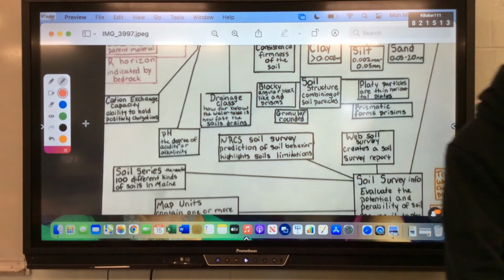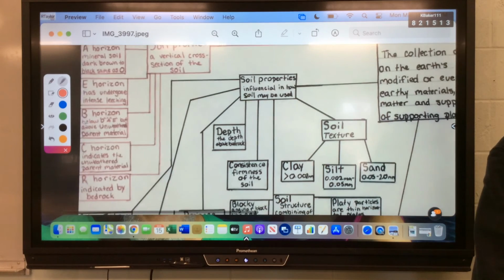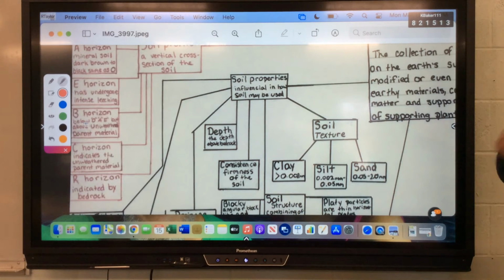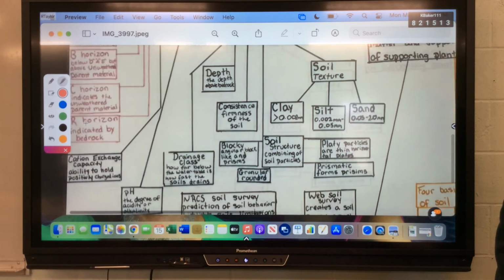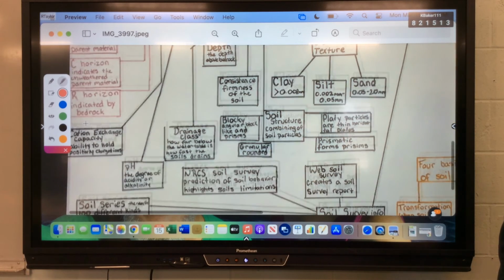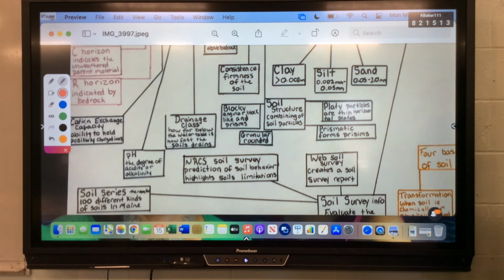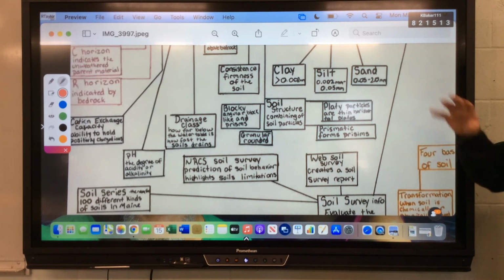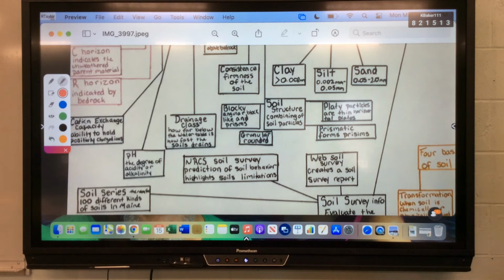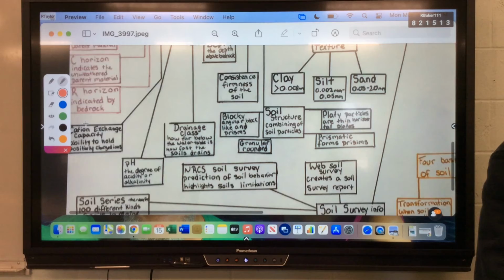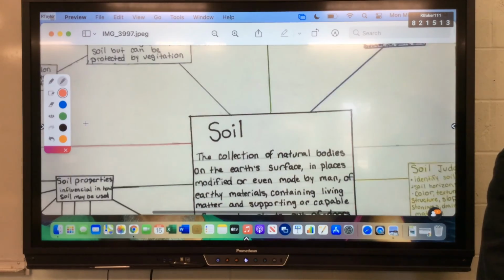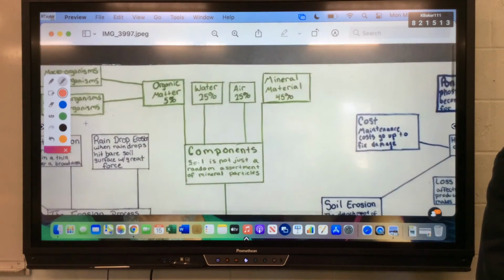Right? So we've just talked about here all of the properties of soil. Again, texture, depth, consistency, structure, drainage class, and pH, and cation exchange capacity. And you're going to see all of those things in that soil document. All right? So I'm going to move back up here. Here's soil again. We also talked about the components of soil.